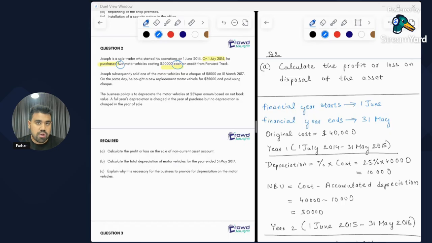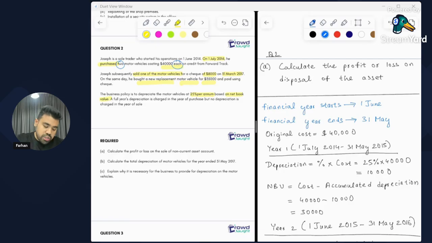The second paragraph says that Joseph subsequently sold one of the motor vehicles for a check of $8,000 on 31 March 2017. On the same day, he bought a new replacement motor vehicle for $35,000 and paid using check. The business policy is to depreciate the motor vehicles at 25% per annum based on the net book value. So in other words, this is the reducing balance method that we are talking about.